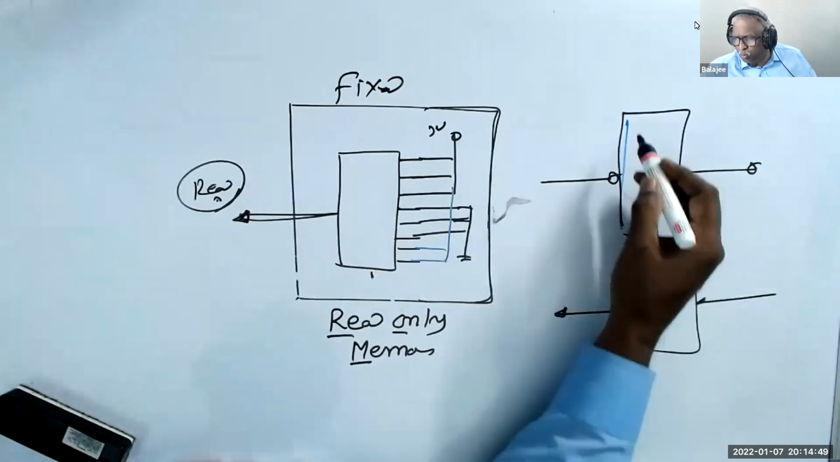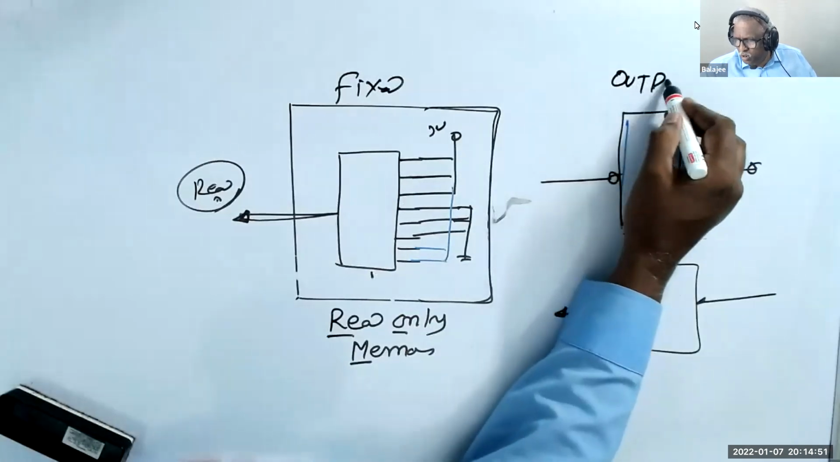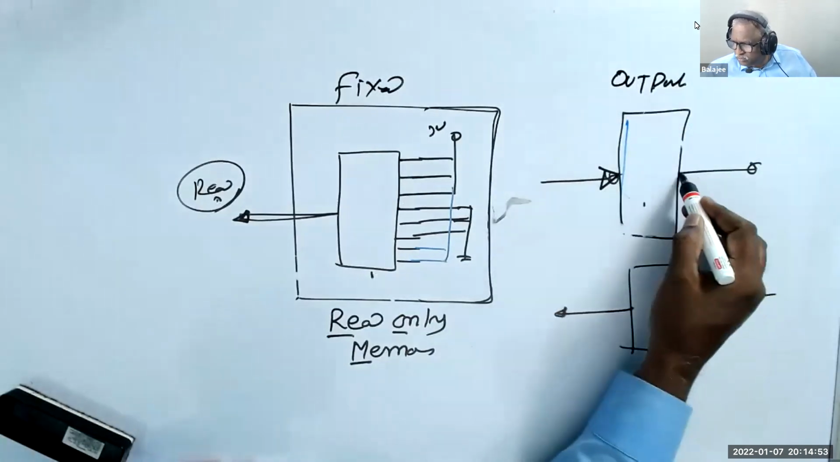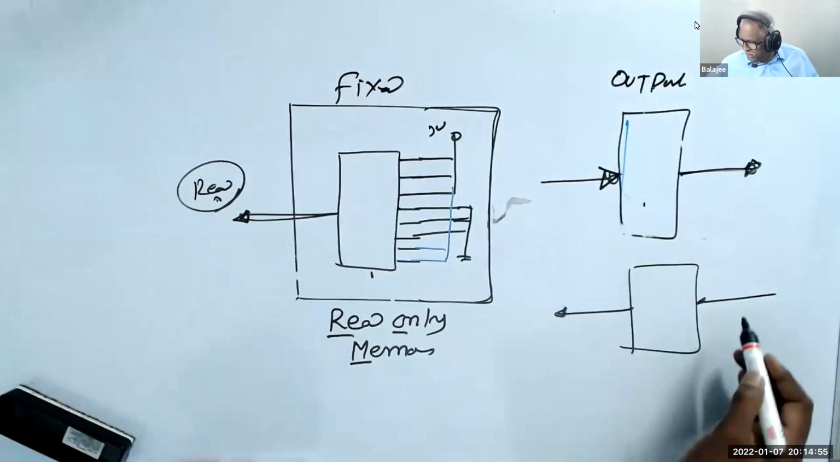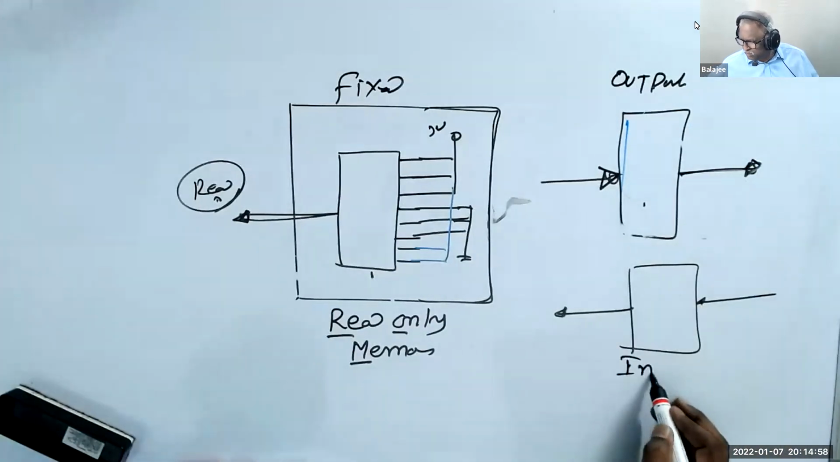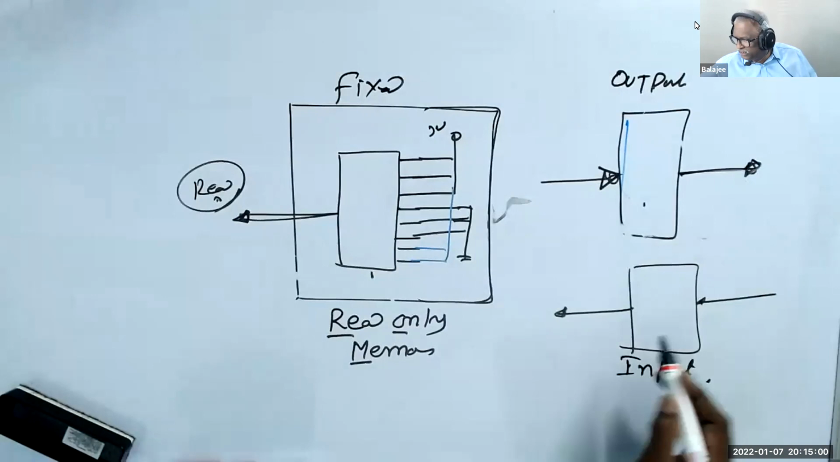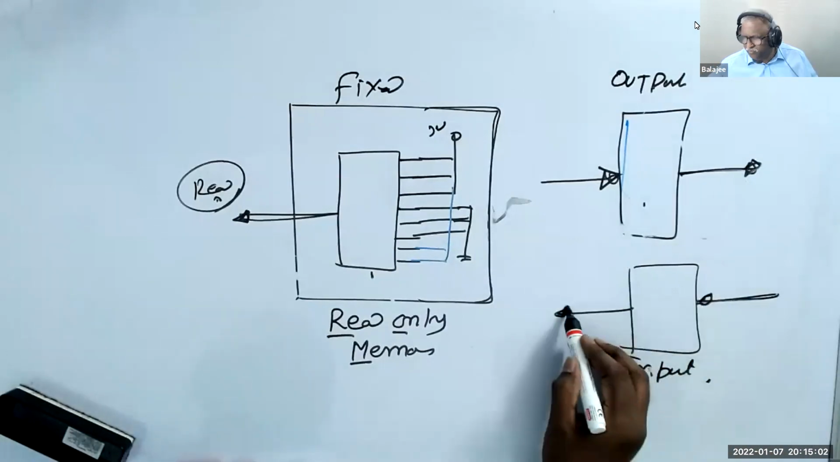This one is called output. Whatever I give will go out. And the next one is called input. Whatever is coming, it will get in.